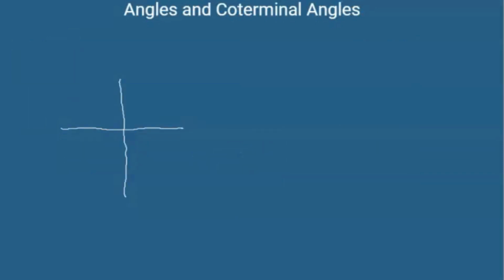Now let's go to coterminal angles. What are coterminal angles? These are angles in standard position that have the same terminal side. So two angles are coterminal if the difference of their measurement is 360 degrees times k, where k is any integer.